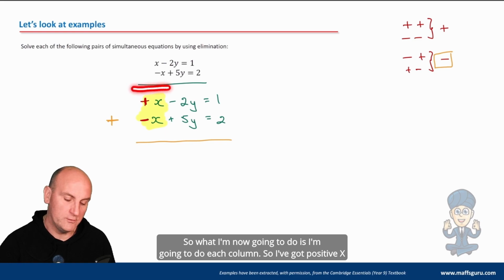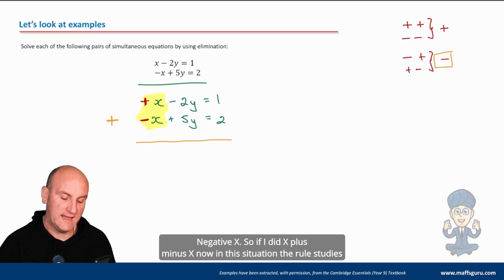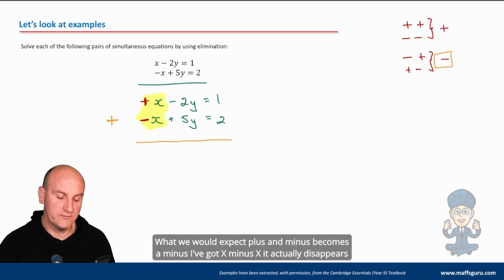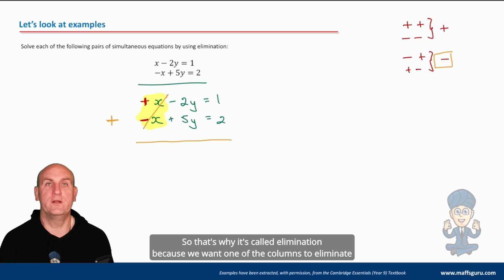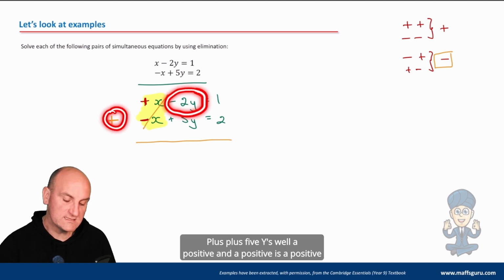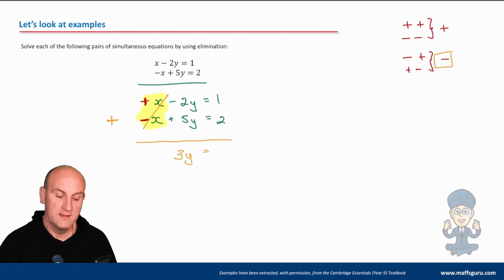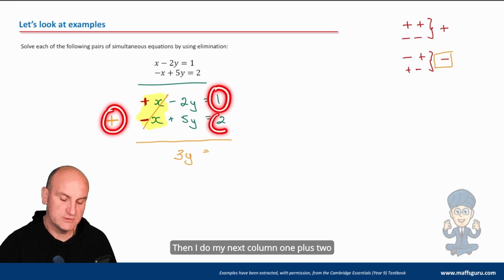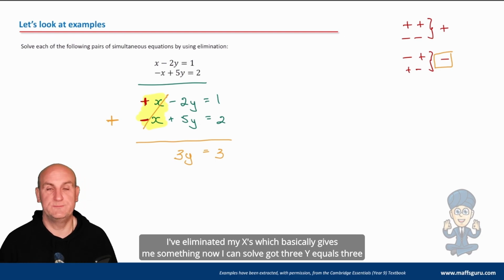So what I'm now going to do is each column. I've got positive x plus negative x. So if I did x plus minus x, now in this situation the rule stays what we would expect. Plus and a minus becomes a minus. I've got x minus x. It actually disappears. So that's why it's called elimination, because we want one of the columns to eliminate. So let's look at the next column. I've got minus 2y plus 5y. Well, a positive and a positive is a positive. So minus 2y plus 5y, and I write that as 3y. Then I do my next column. 1 plus 2 gives me 3. And lo and behold, I've eliminated my x's, which basically gives me something now I can solve.